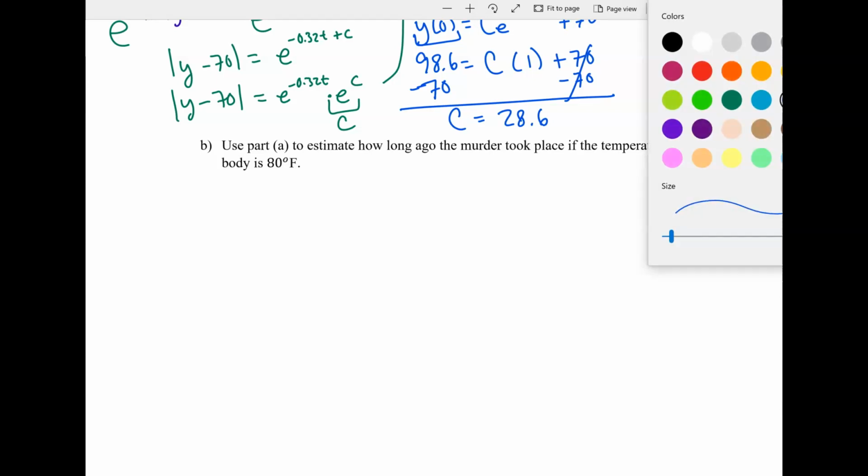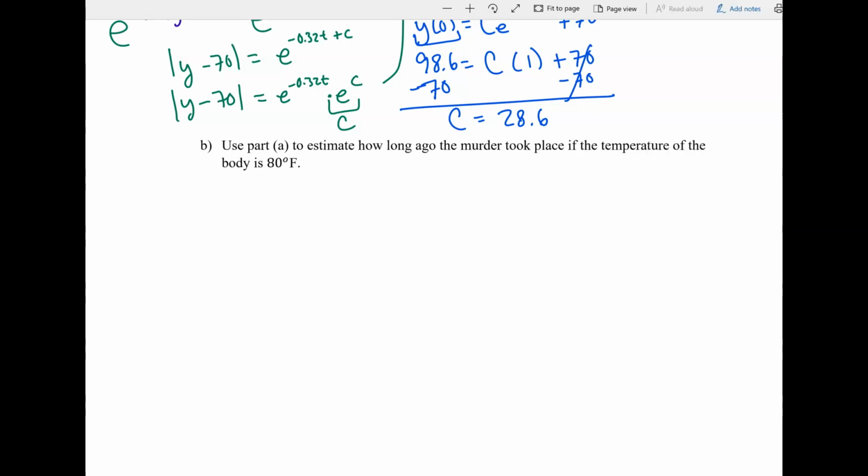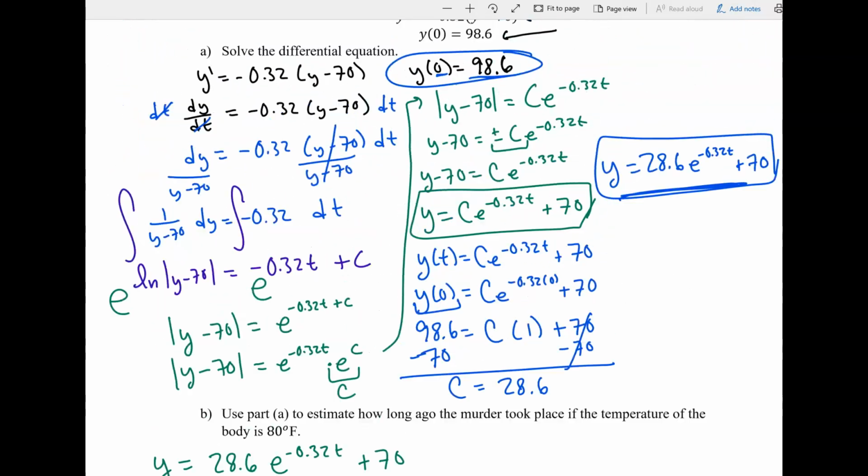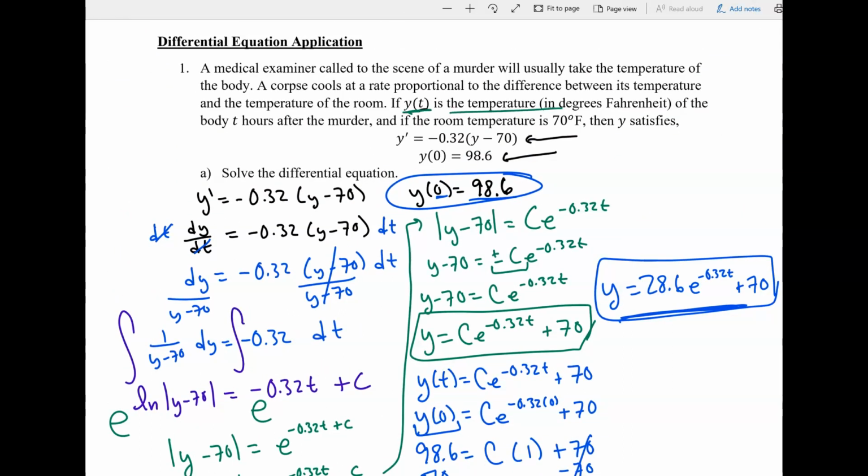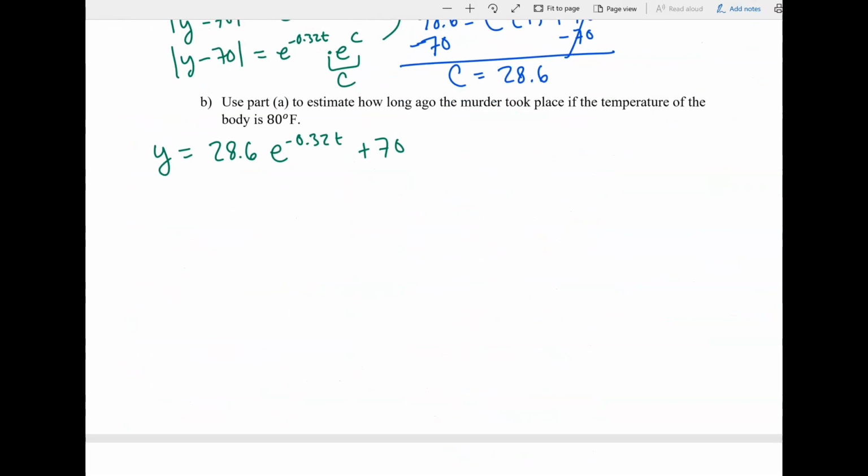So if I took the temperature of this body, and it was 80 degrees Fahrenheit, I can try to estimate how long ago the murder took place. So I know that my equation, y is equal to 28.6 e to the negative 0.32 t plus 70, is basically how I'm going to figure out my temperature. My temperature is y, because that's what they told me, that y of t was the temperature. Okay, so basically y is 80. That's just the temperature. I want to be able to find the value of t, how long ago that took place.